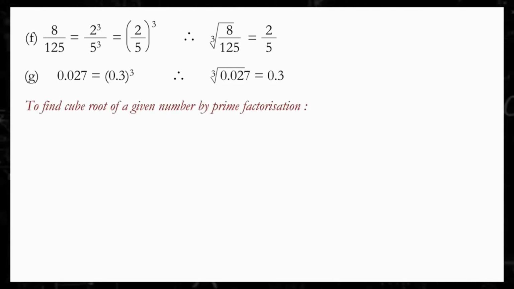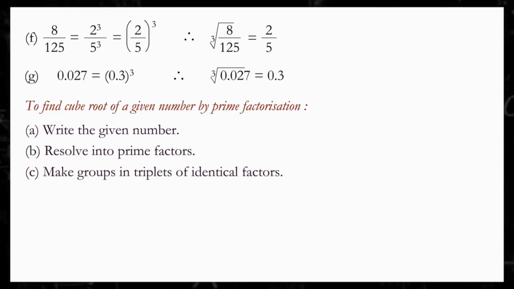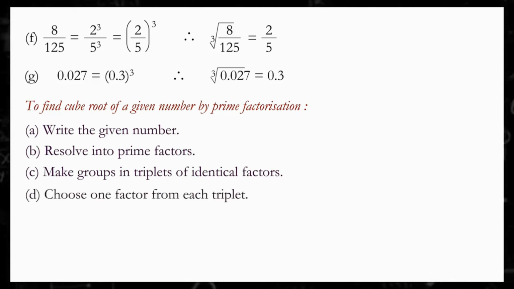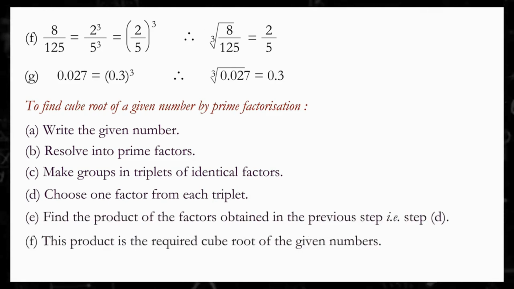To find cube root of a given number by prime factorization: A. Write the given number. B. Resolve into prime factors. C. Make groups in triplets of identical factors. D. Choose one factor from each triplet. E. Find the product of the factors obtained in the previous step, that is step D. F. This product is the required cube root of the given number.